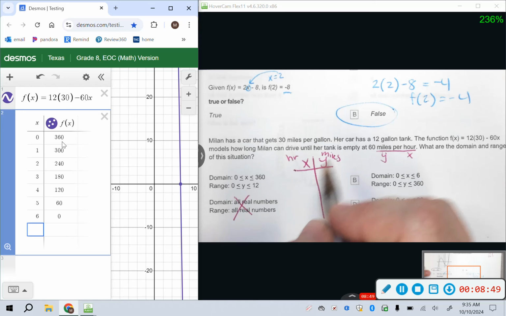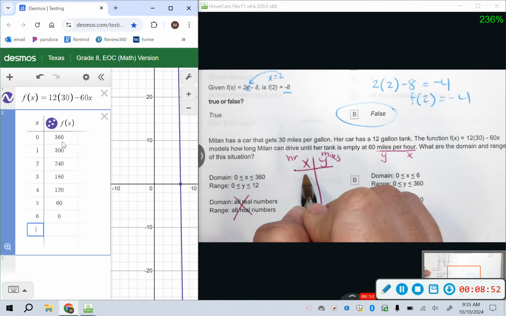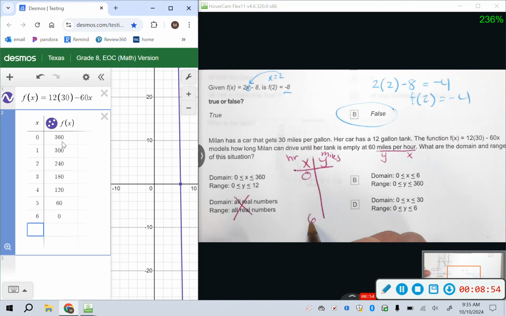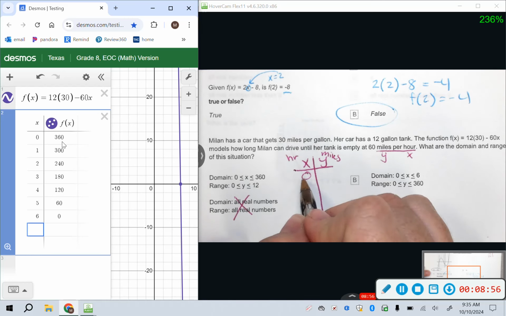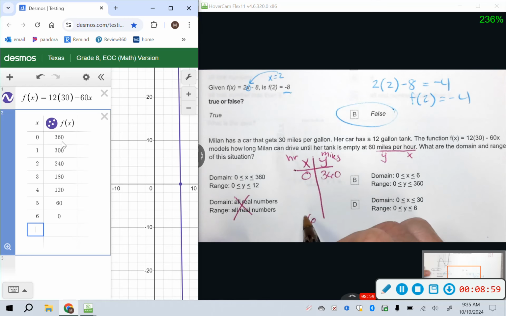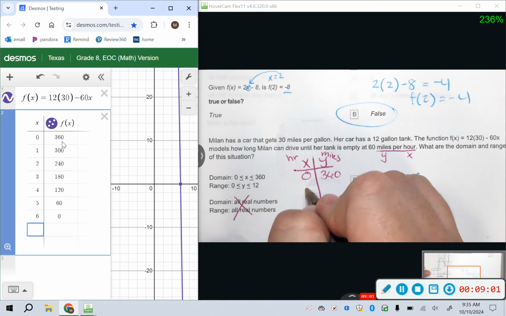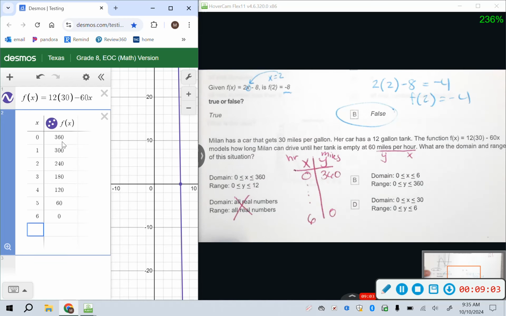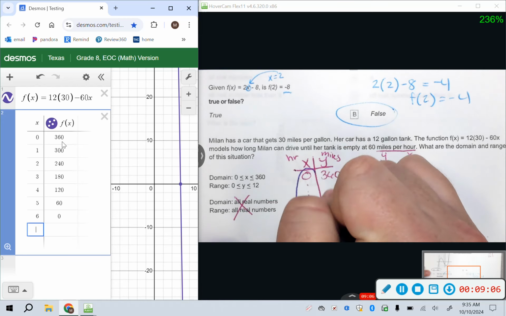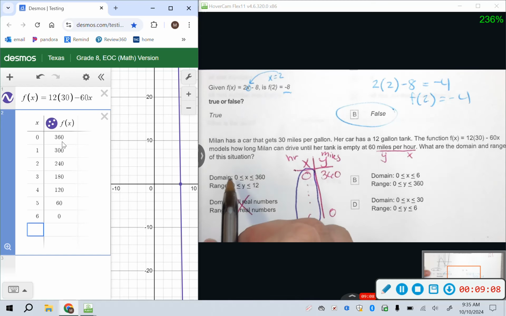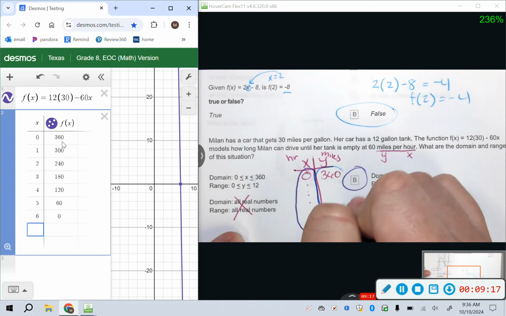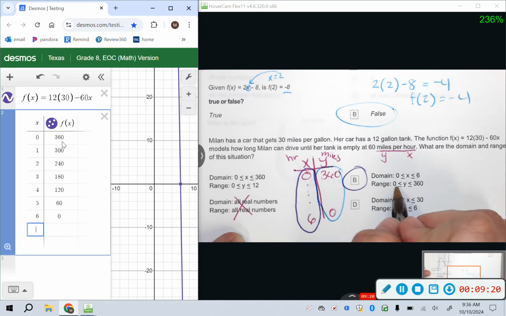Well, if I look at my table, I know my smallest x starts at 0, and my biggest x is 6. And when x is 0, y is 360, and when x is 6, y is 0. So I know that my domain, my x values, is between 0 and 6. Well, this says between 0 and 360, 0 and 6, 0 and 30, so I know B has to be my answer. And I can even double check my range. I see that my range, remember, smallest to biggest, is 0 to 360, so that one worked as well.